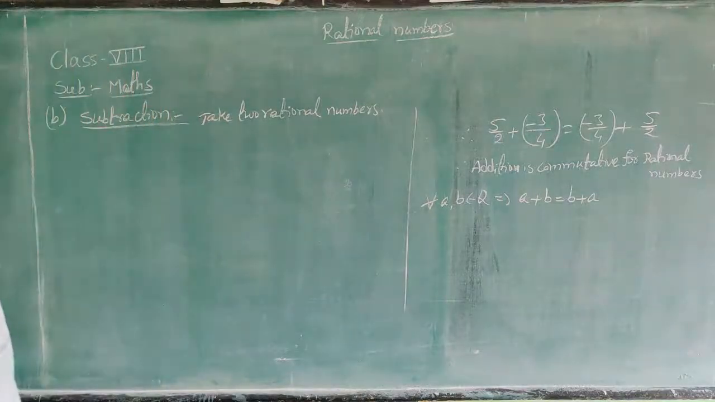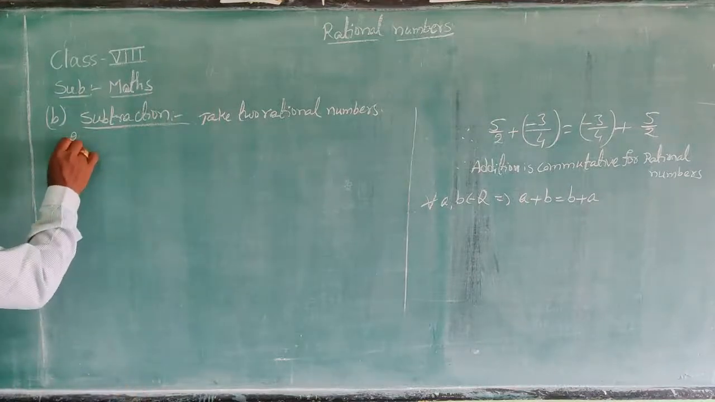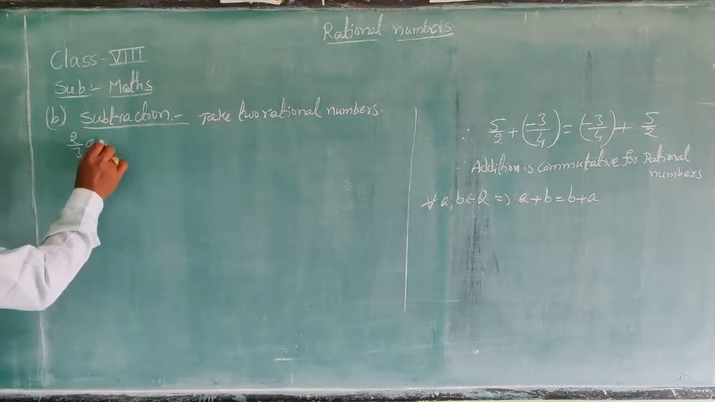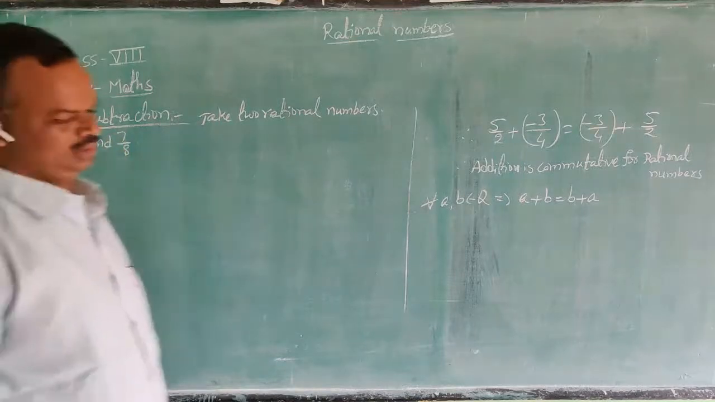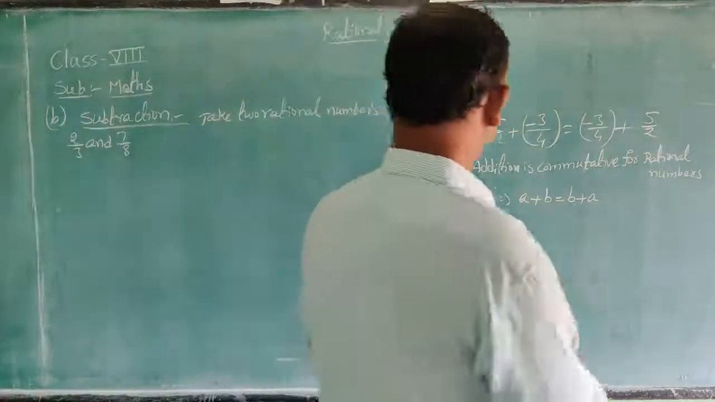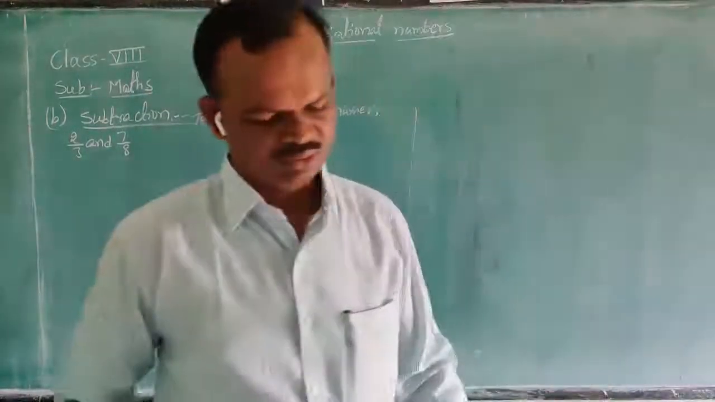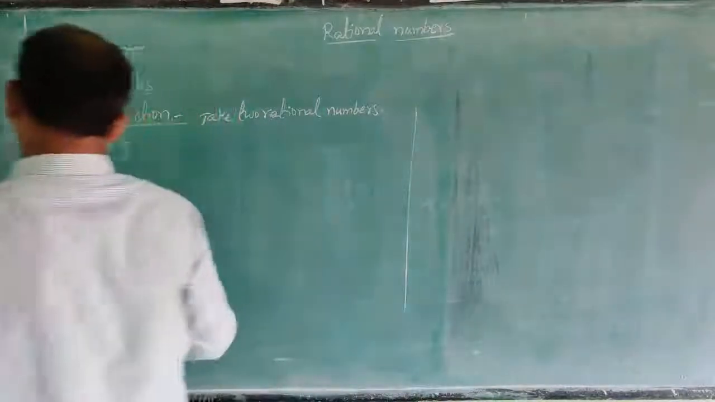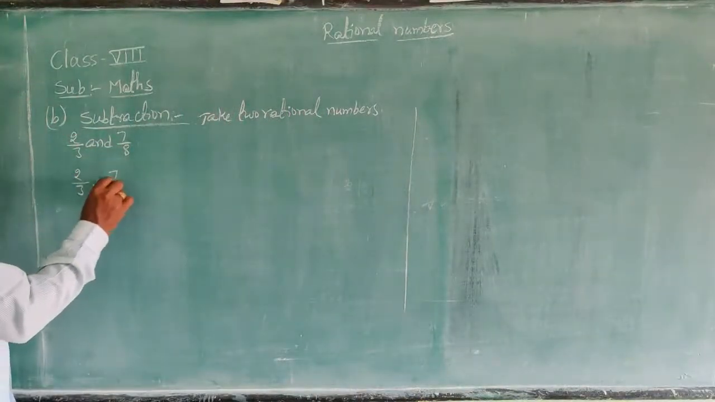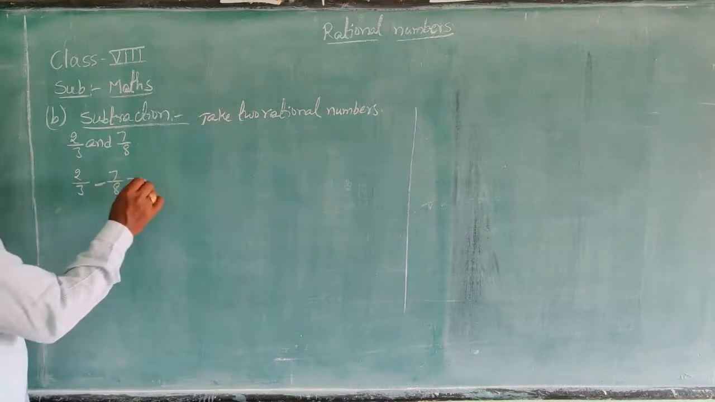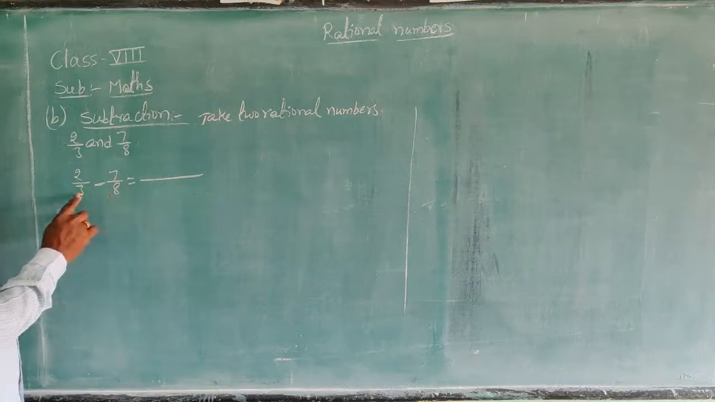Rational numbers 2 by 3 and 7 by 8. Now 2 by 3 minus 7 by 8 is equal to, take the LCM. There is no common factor, so the LCM is 3 into 8.